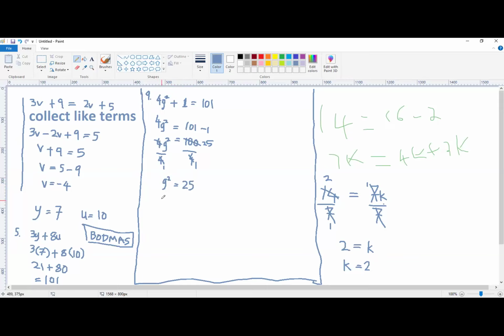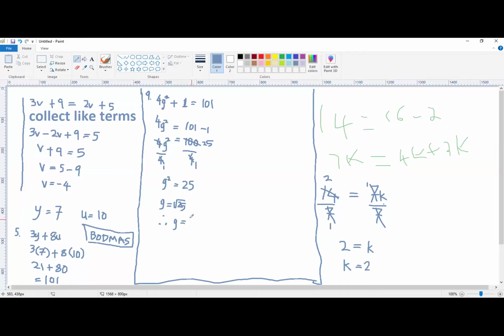That's the square root. And when you take the square root of g squared, you'll be left with just g. And when you take the square root of 25, that's going to leave you with 5. Exactly. So therefore g equals 5. Okay, all right.